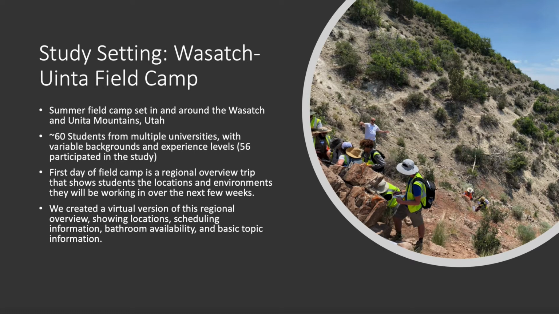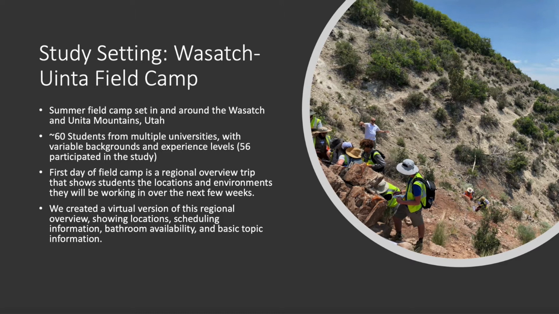We chose to deploy this study at the Wasatch-Uinta Field Camp. If you're unfamiliar with the camp, it's a 6-week camp set in and around the Wasatch and Uinta Mountains of Utah. It draws instructors and students from a consortium of different universities, so the students have variable backgrounds and experience levels. The first day of field camp is a regional overview trip that shows students the locations and environments they will be working in over the next few weeks.